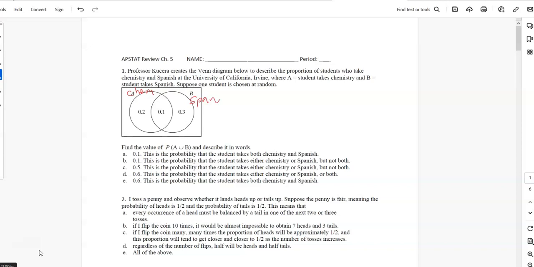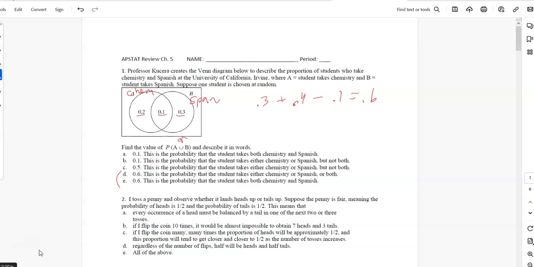Okay, find the value that this means, or when you see the union there, so A or B. So the quick and easy way is just to add these three numbers. So that would be 0.6, so I know it's one of those. The other way is to take chemistry, which would be 0.2 plus 0.1, which is 0.3, plus Spanish, which is 0.4 together, minus the overlap, which is 0.1, and you get 0.6.